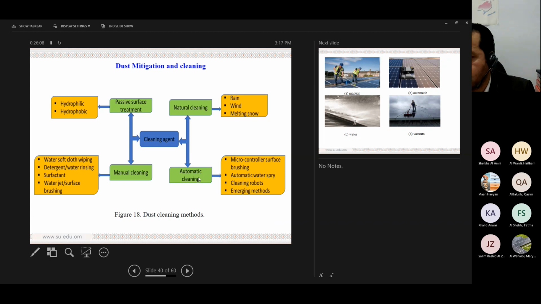Or automatic cleaning, it could be automatic water spray, microcontroller servo brushing, cleaning robots, as the situation in Hebri, as an example. Or passive surface treatment, hydrophilic or hydrophobic coating, like painting the PV in a way that prevents dust particles from accumulating on the PV surface itself. Or manual cleaning, as we do here. Some of the student research tries cleaning using a water jet, or water with soft cloths and so on. So at the end it's happening manually.